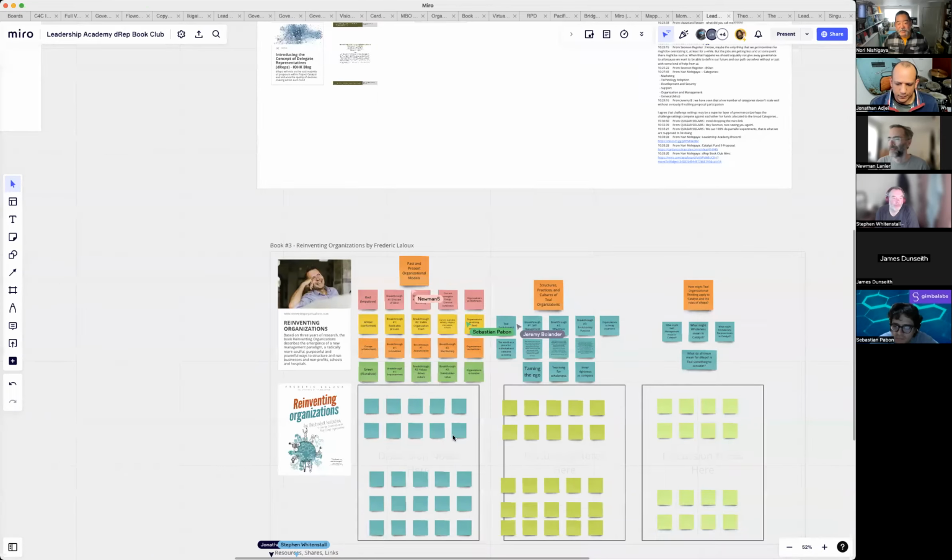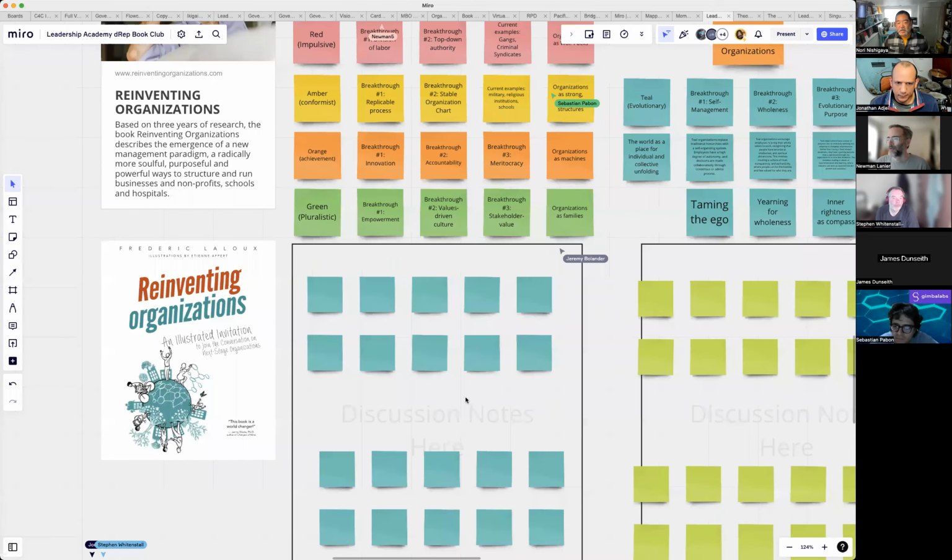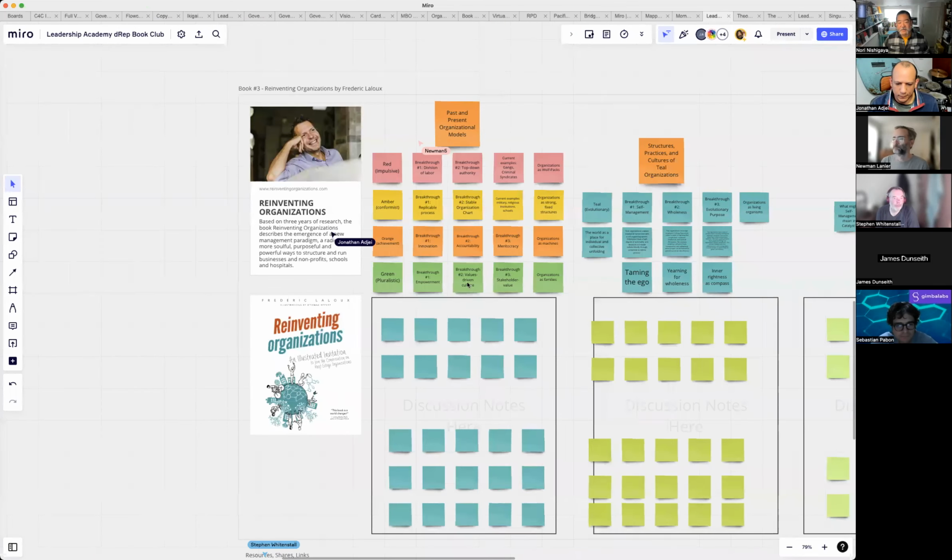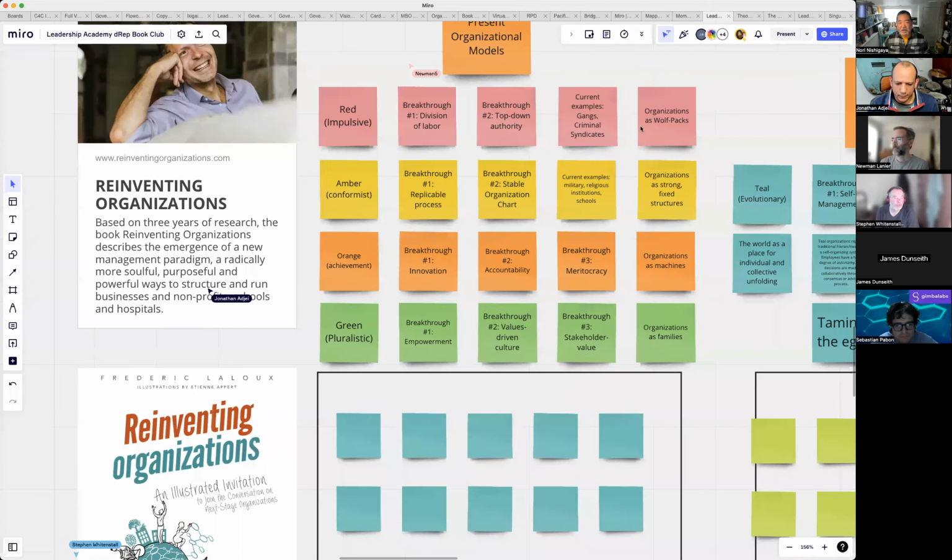And just as a reminder, there are notes down here at the bottom, and these are for you to use to jot down anything and add to the conversation as we go along. So feel free to grab notes and do stuff.